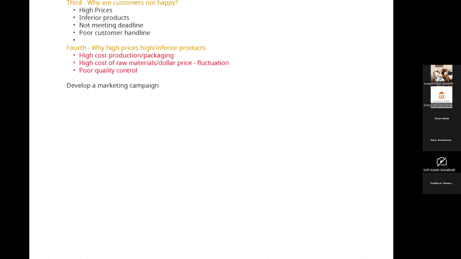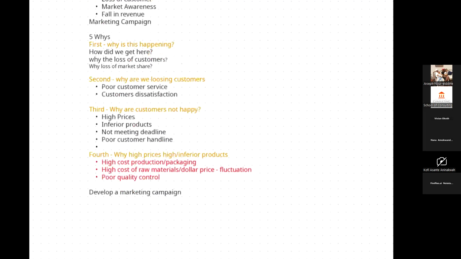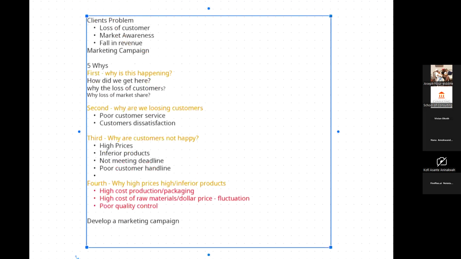These are the things to solve before you do your marketing campaign. Because if you do your marketing campaign without solving this, you might have a temporary respite, but then the problem will soon come up again because you have dealt with the symptoms, not the root cause. And the 5 whys is a way of asking the right questions when you go to a client to get to the root cause. Solving the root cause is the solution to this client's problem. Does that make sense?